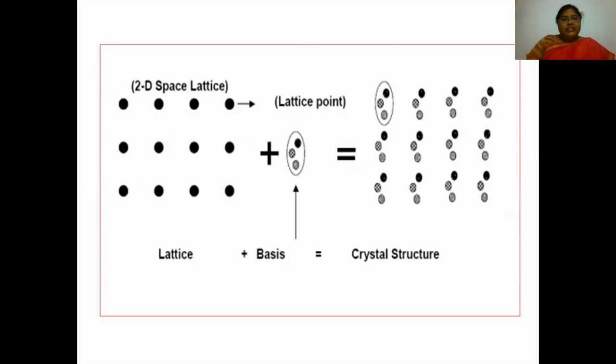Here, this is a diagram in which we have a two-dimensional space lattice. Space lattice, again, is nothing but an arrangement of points. And basis is nothing but a group of atoms. Each basis is associated with each lattice point. Altogether, we get the crystal structure.